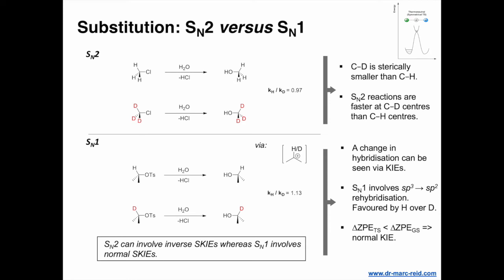An easier way to remember this phenomenon is: increase in p is favoured by D. And overall, the presence of a normal or inverse secondary kinetic isotope effect can be used to distinguish between SN1 and SN2 processes.